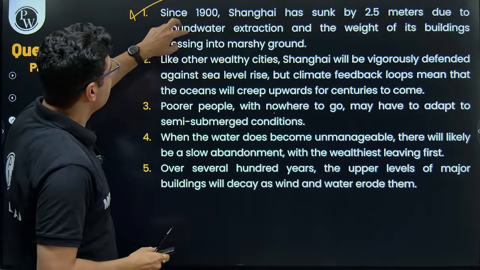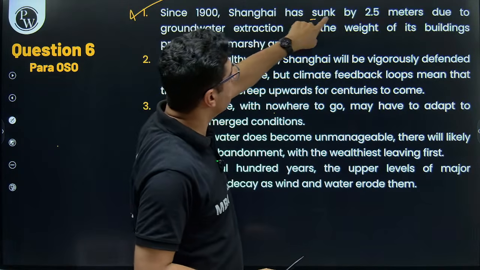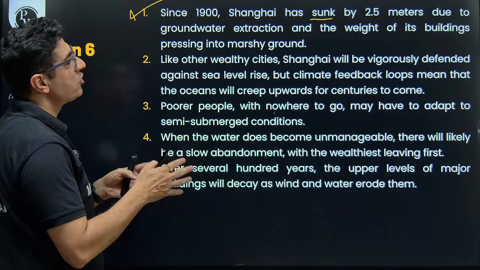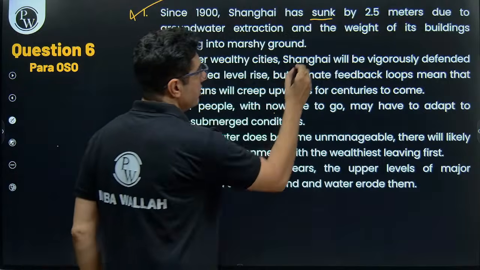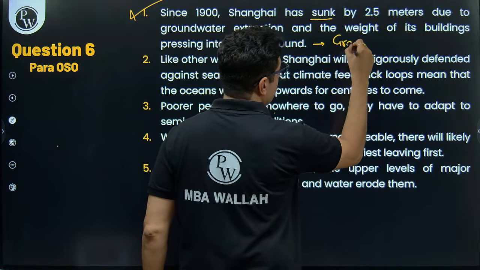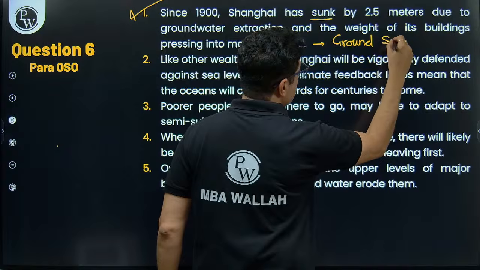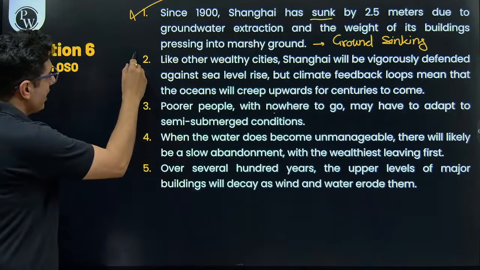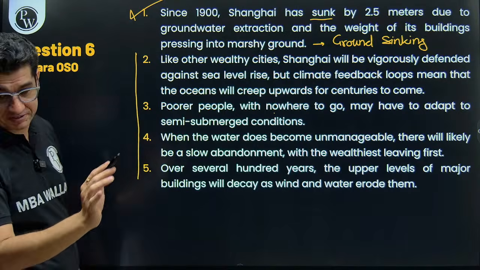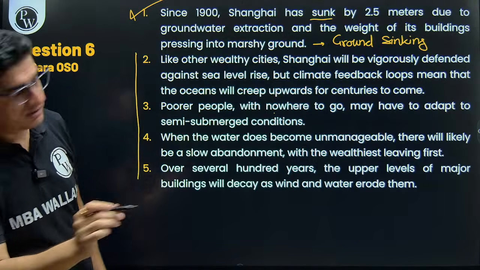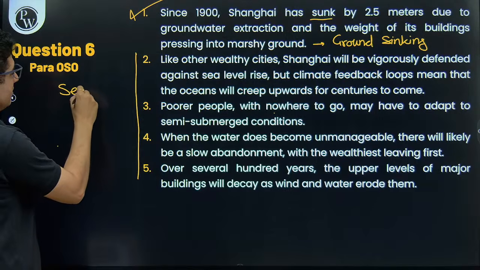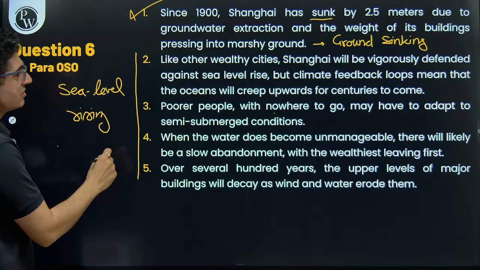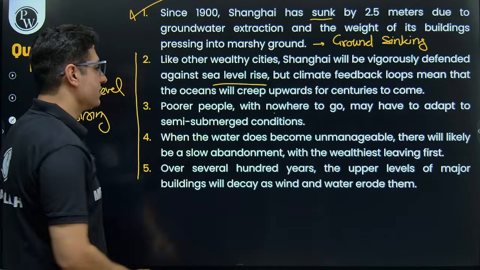Let's read first. Since 1900, Shanghai has sunk by 2.5 meters due to groundwater extraction and the weight of its buildings pressing into marshy ground. This is a sentence which is talking about the ground sinking. Whereas if you look at 2, 3, 4 and 5, you are talking about the sea level rising. See this? Sea level rise.